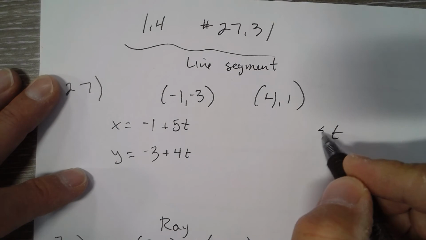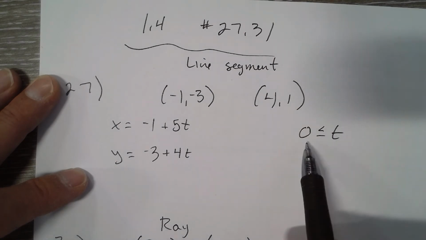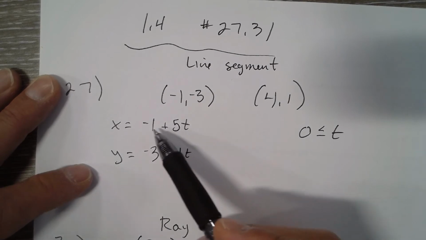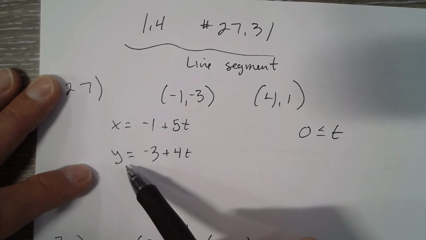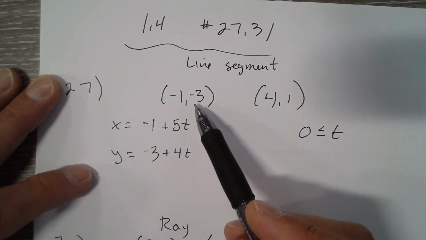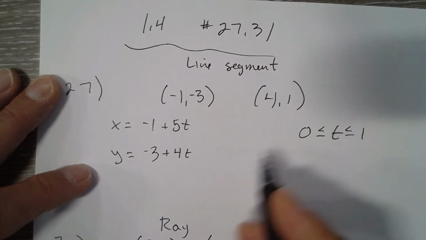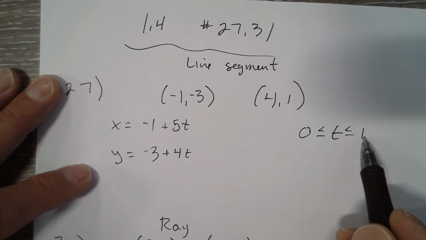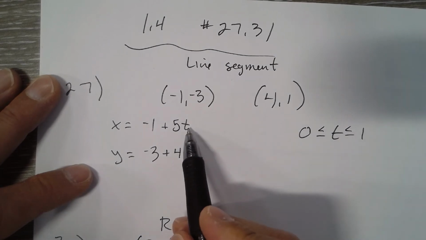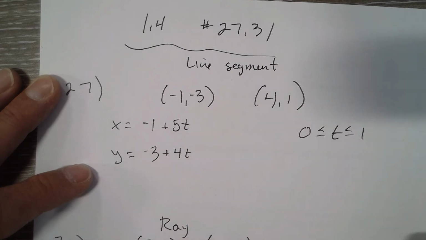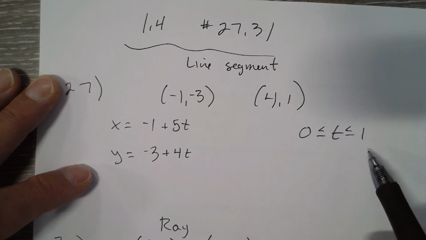Okay, so we said our initial t is 0, and if I plug 0 into both equations, I get -1, -3, which makes that my initial point. And just the way I set it up, if I plug 1 in for t, I get 4, 1. So that should work. So this is one set of parametric equations that'll work. It's the easiest one, just going from 0 to 1.